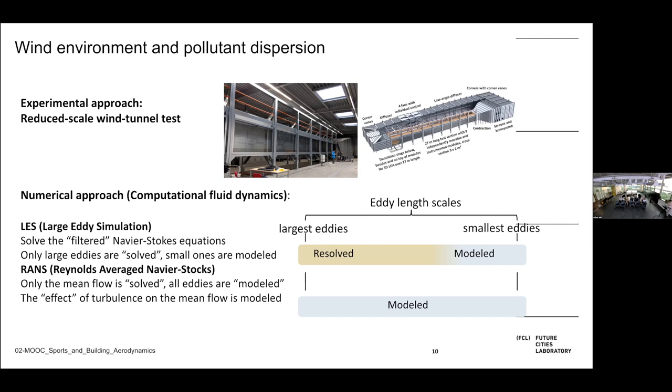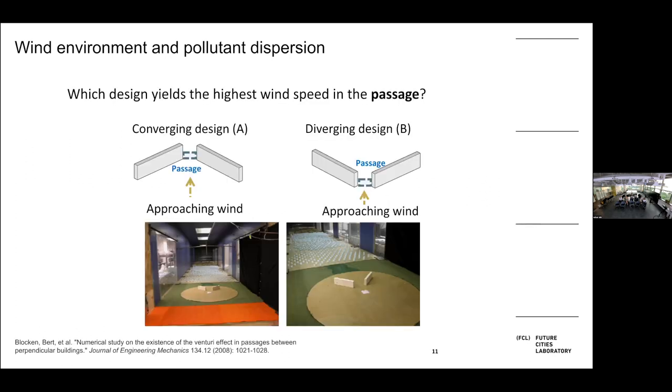Okay, so let's go back to the question. This is a study conducted by my PhD supervisor a few years ago. He started from a wind tunnel experiment. He built the building models in the wind tunnel to measure the wind speed. Afterwards, they also conducted computational fluid dynamics simulation, the numerical approach, and both of them agree with each other. So the validation is quite good.